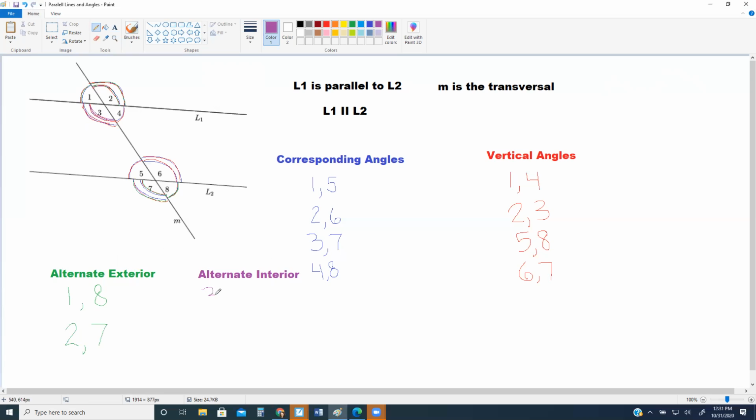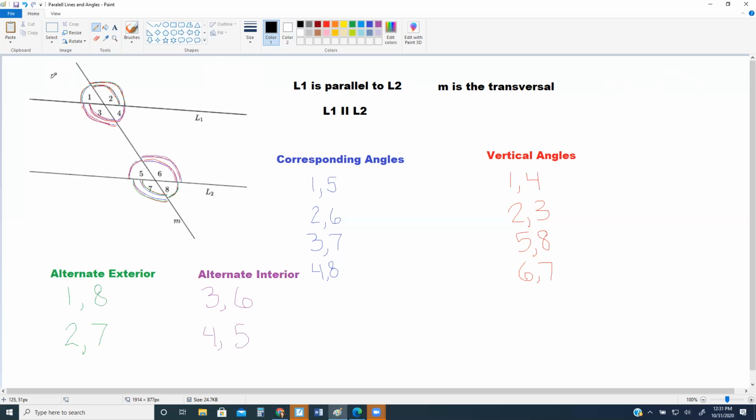What's its alternate interior angle, buddy? We're going to look at the other side of the transversal, and 6. 6 is its alternate interior angle, buddy. Boom. Number 4 is another one. It's an interior angle. And where's its alternate, buddy? On the other side of the transversal? 5. All right.